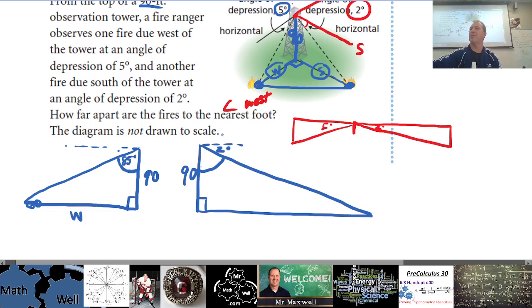Anybody over there want to help? We just talked about it over here, paying attention? This is 5 degrees, so this has to be 85 because it makes 90. What is this one? 88.